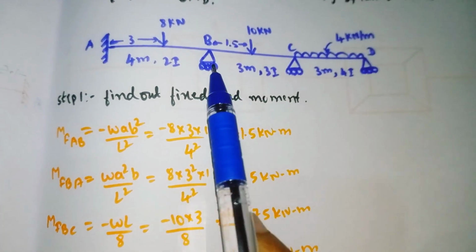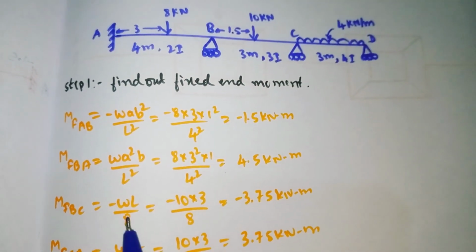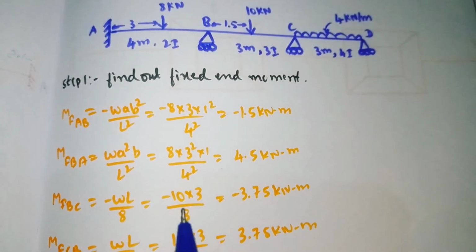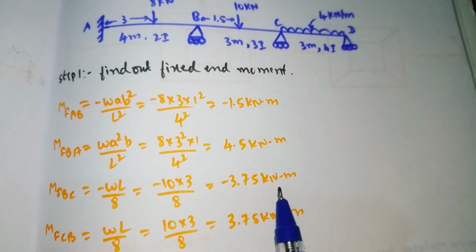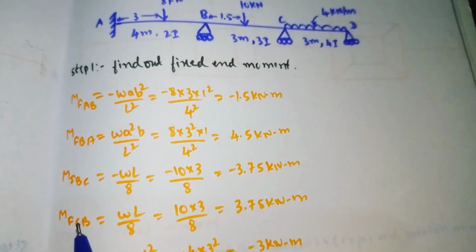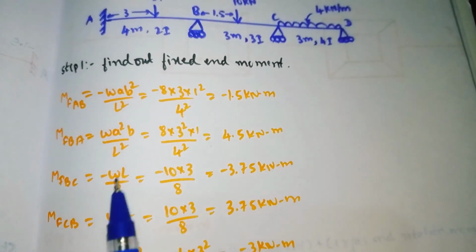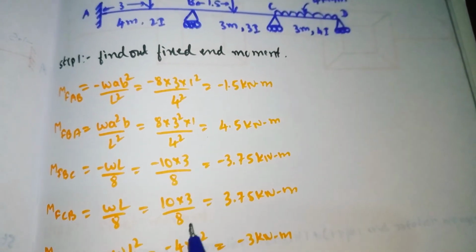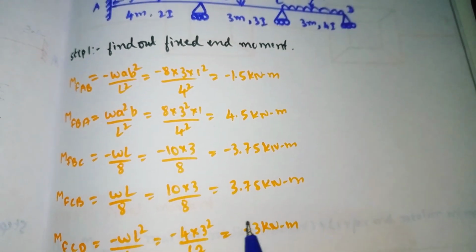Similarly, for member BC, it is carrying the point load. MFBC is equal to minus WL divided by 8. Substitute all the values, it will come out as minus 3.75 kilonewton meter. MFCB is equal to, here the formula is the same, only the sign will change. Here negative, here positive. So substitute all the values, it will come out as 3.75 kilonewton meter.